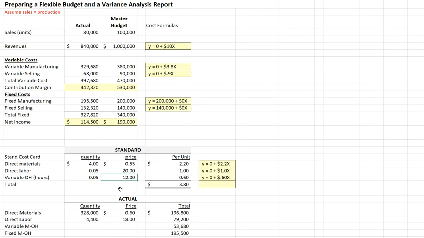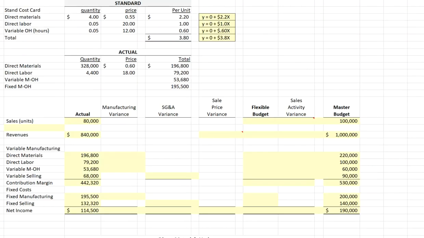of $12 per hour. We're also given information on the actual quantity of materials we purchased, the actual number of direct labor hours worked, as well as the rates or costs for each of those. These will be important when we break down our variances further later on. So our first step in preparing our sales variance analysis report, recall, is to prepare our flexible budget.